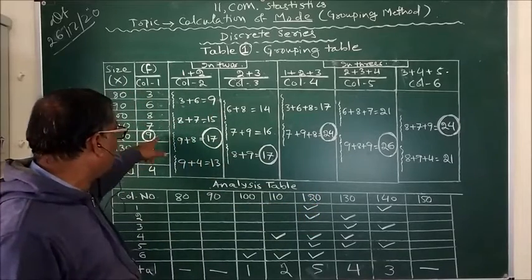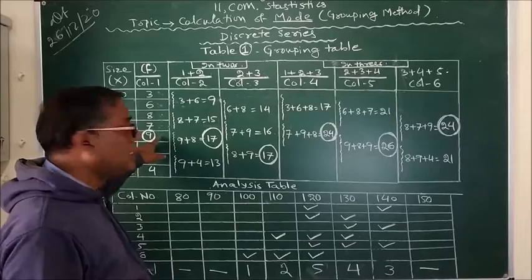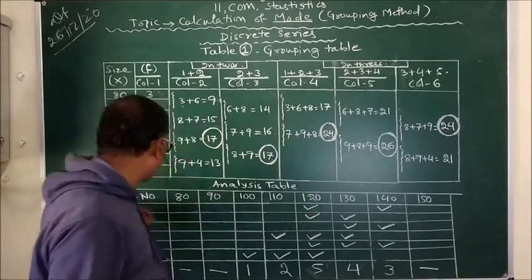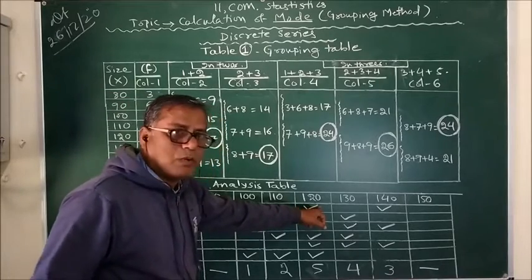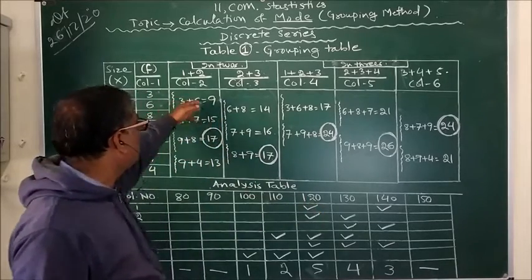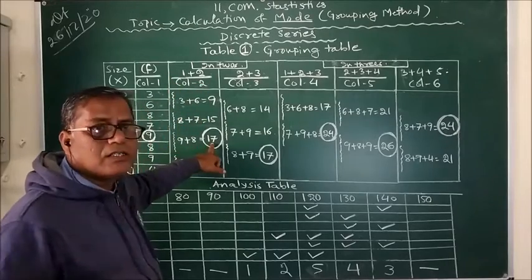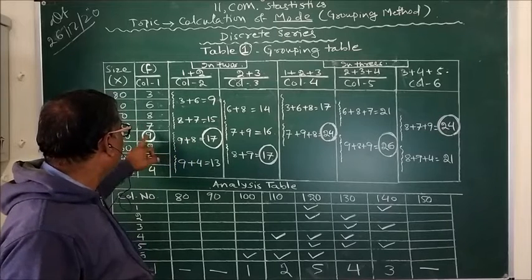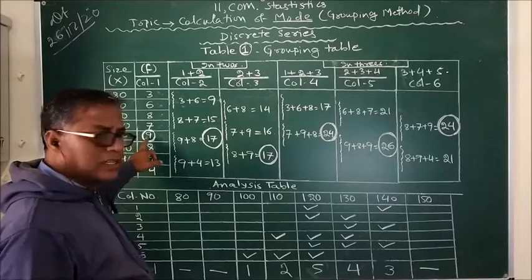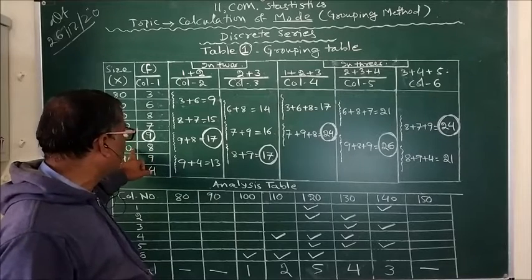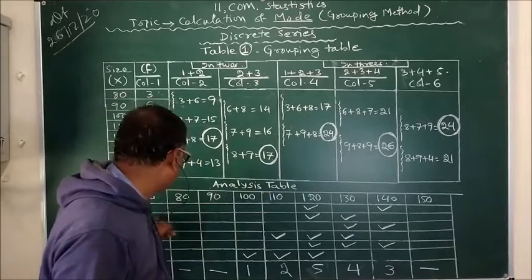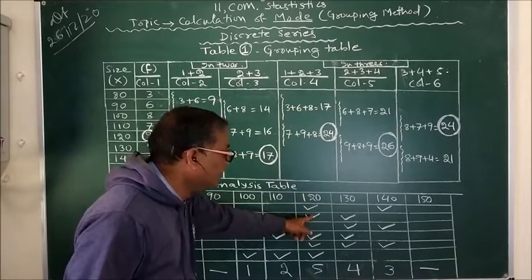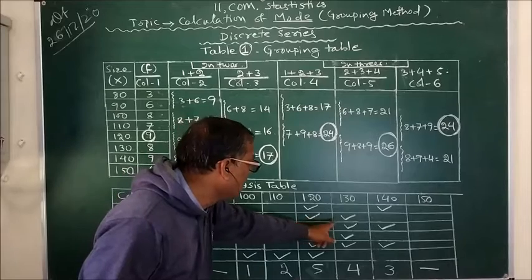Because in the first column 9 is the highest value, and 9 is the highest frequency, and its value is 120. So below 120 in the first row we will put 1 tick. Then come to the second column. In the second column 17 is the highest sum, that is 9 and 8. Hence 9 and 8, their values are 120 and 130. That's why in the second row we will put a tick below 120 and 130.